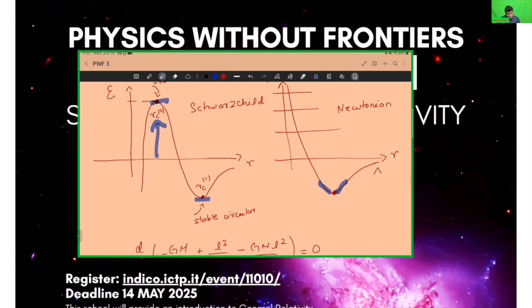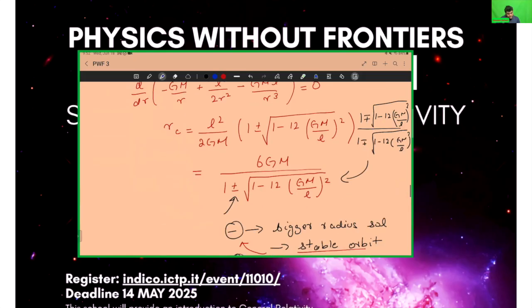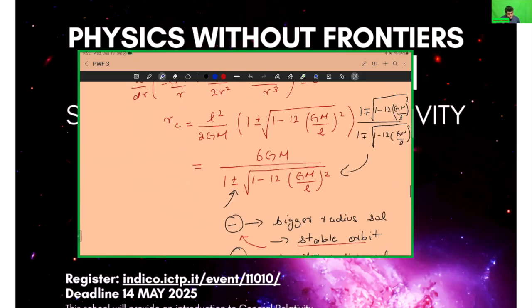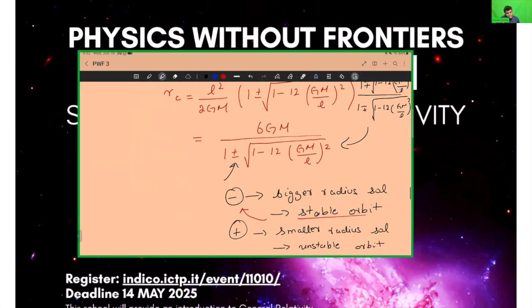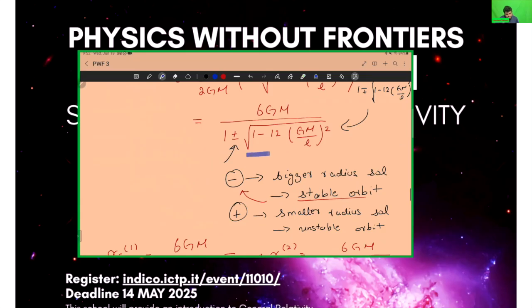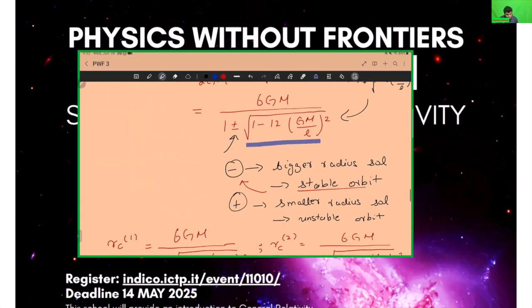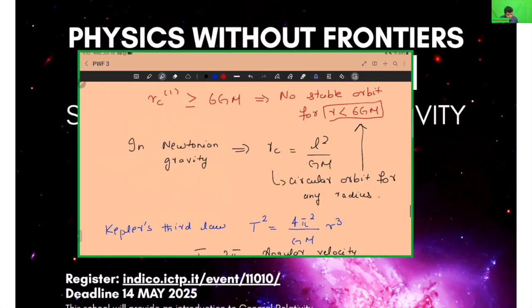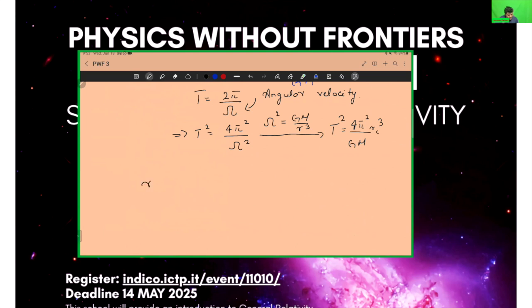And by the way, there is one more thing that I wanted to add. I didn't add it earlier. Let's analyze the square root. Let me write down the expression for RC again. So RC is 6 GM divided by 1 plus, for the stable one, the square root of 1 minus 12 GM over L squared.